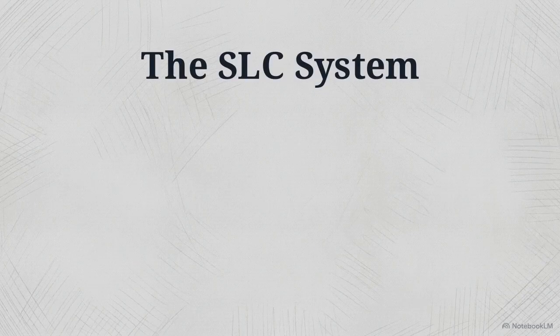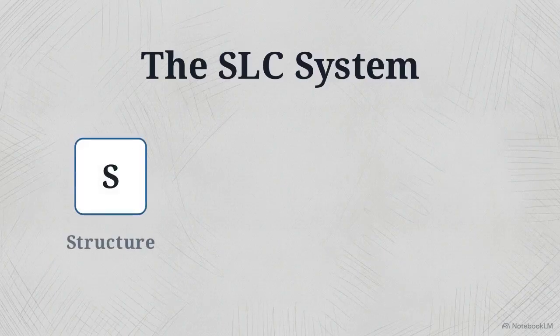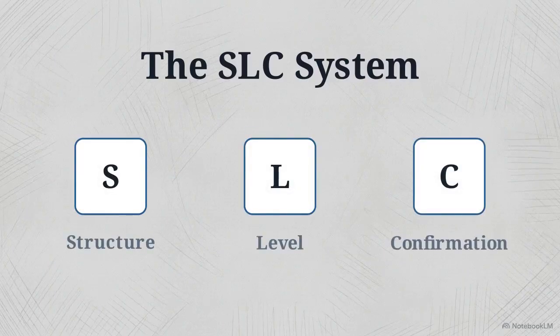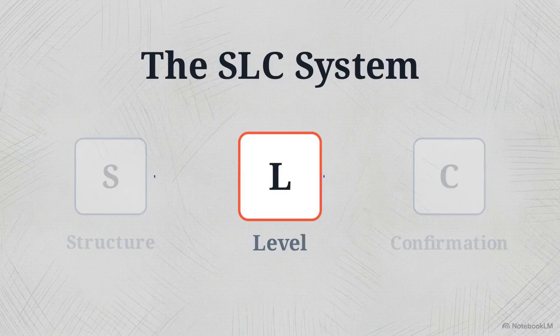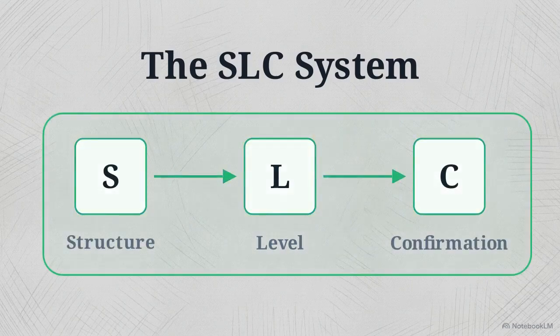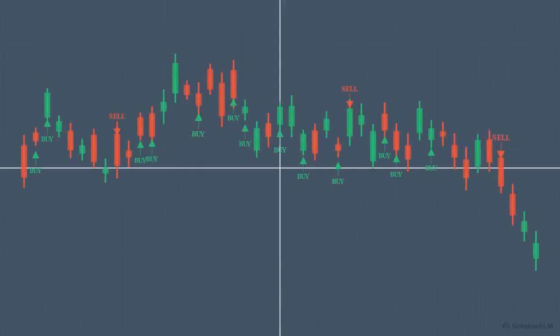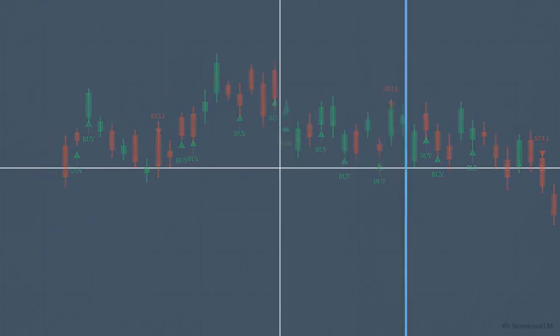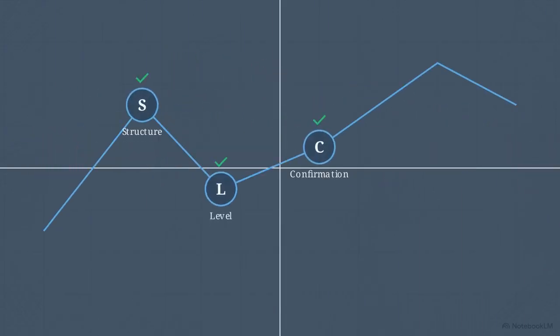To fix this, you need to apply the SLC system. It stands for structure, level, and confirmation, a three-part sequence that turns a single zone into a complete trade setup. Adopting this system moves you away from guessing on random bounces and toward a repeatable mathematical process.